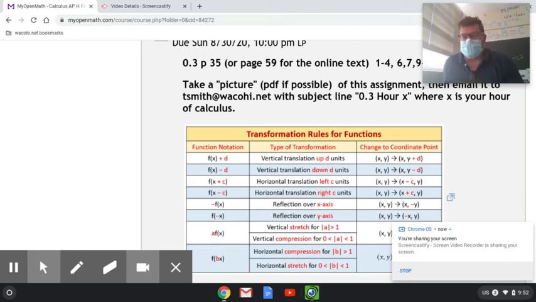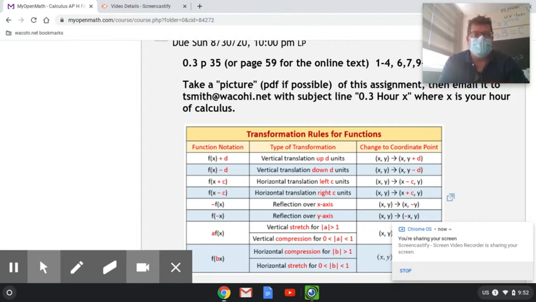In this video, I'd like to describe how things are related to the parent function. So if you look at this chart, anything on the outside is a vertical transformation. So adding d, that shifts up d units, subtracting down. This one, you have to set equal to 0 and solve.